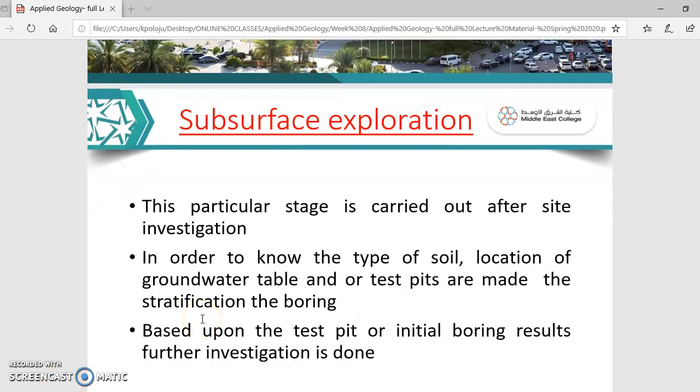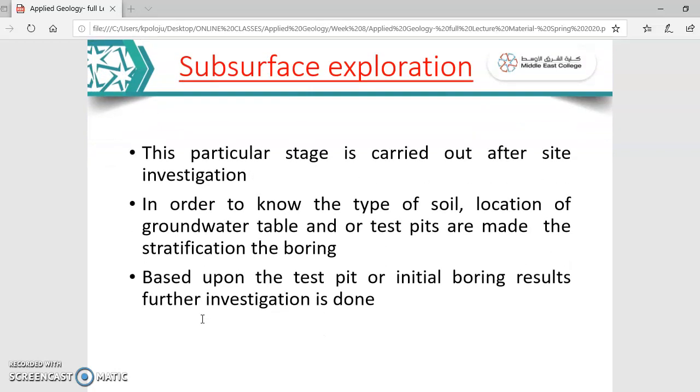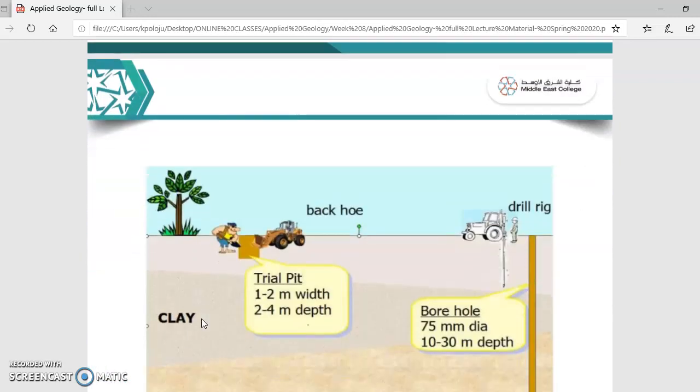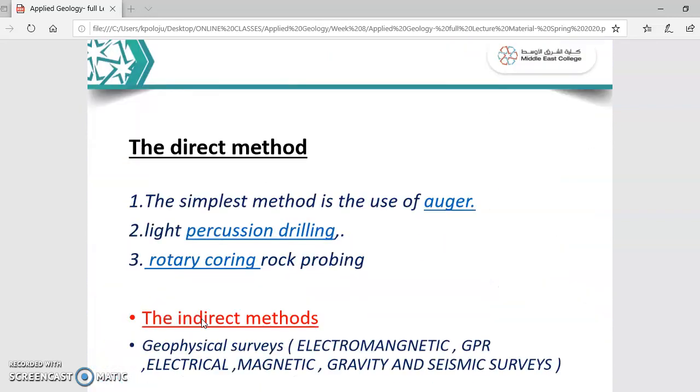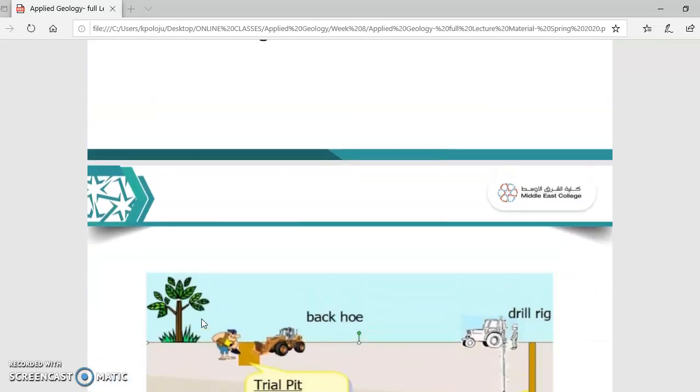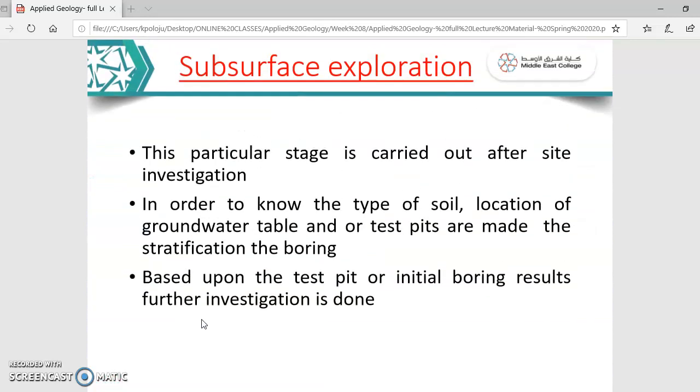In this session, we will discuss subsurface exploration. In continuation to the previous class, we'll see what we mean by subsurface exploration, how much depth we should dig for the trial pit or for the borehole, and what the different methods are. Now, what do we mean by subsurface exploration?